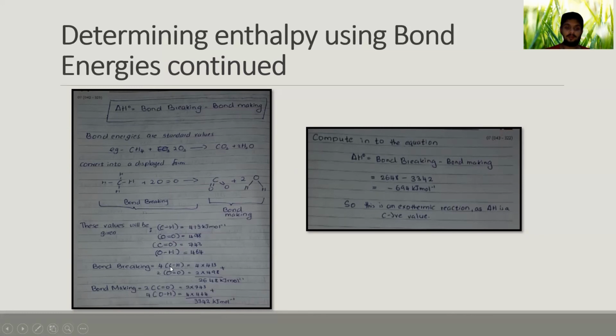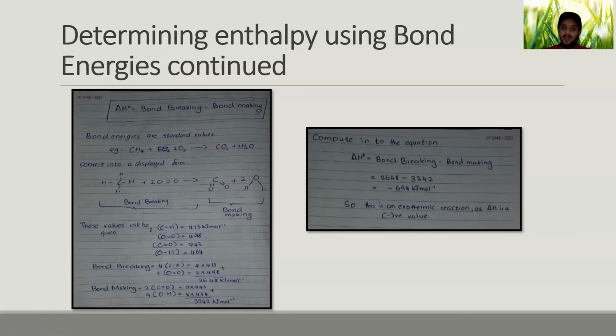So look, you can see bond breaking: 4 C-H bonds are broken. One C-H bond has 413 kilojoules per mole, but we have 4 here, so we multiply that by 4. Oxygen has 498, but here we have 2 of them, so you multiply by 2. All of that you add, and 2648 kilojoules per mole is the bond breaking. That is the energy associated with the bond breaking.